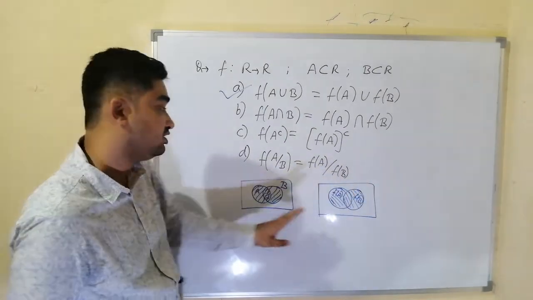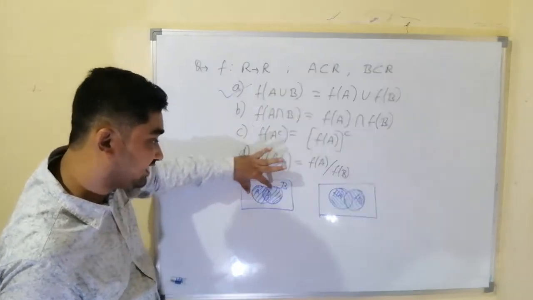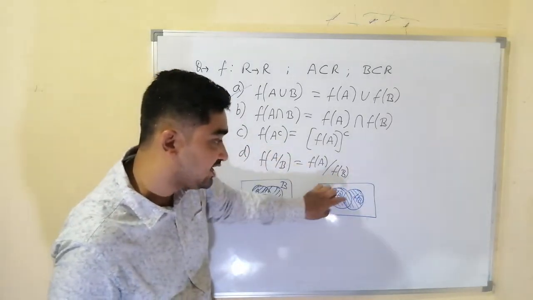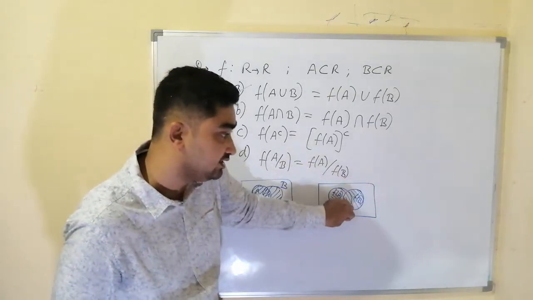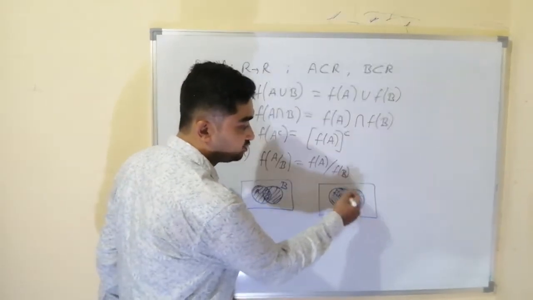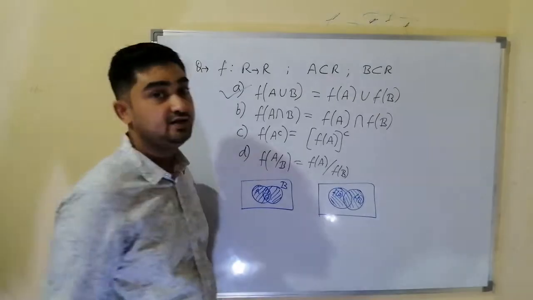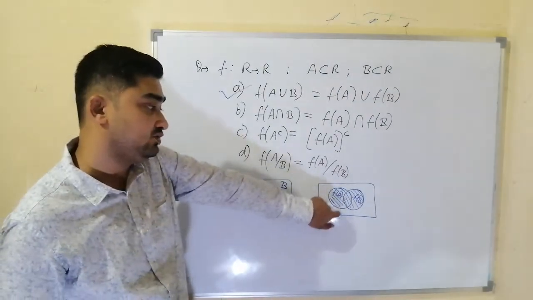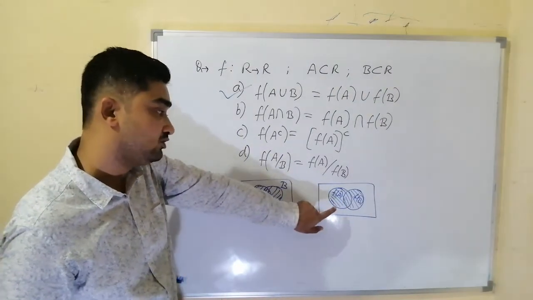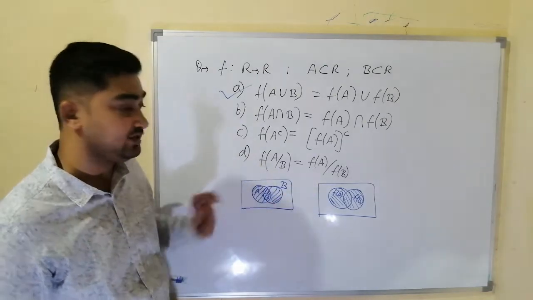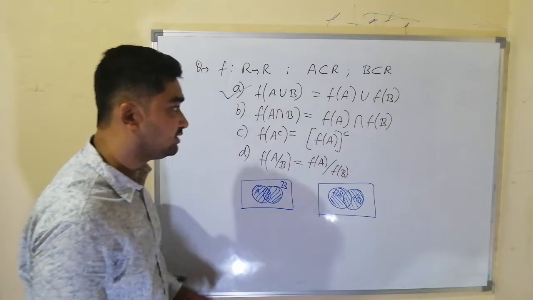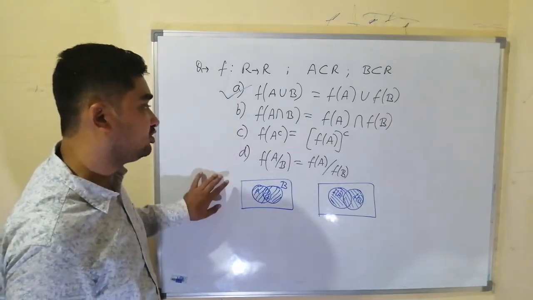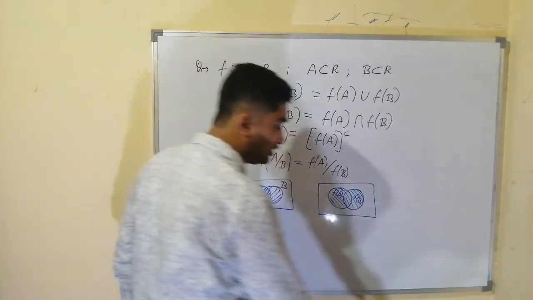We cannot have that, because whenever the input is from set A, the output is within f(A). Whenever the input is within B, the output is within f(B). So whatever the output is, it is only within f(A) union f(B). There is nothing outside f(A) union f(B), because the input is A and B. Right? So option 1 is true. But we will also verify the other options to check whether they are also true or not.